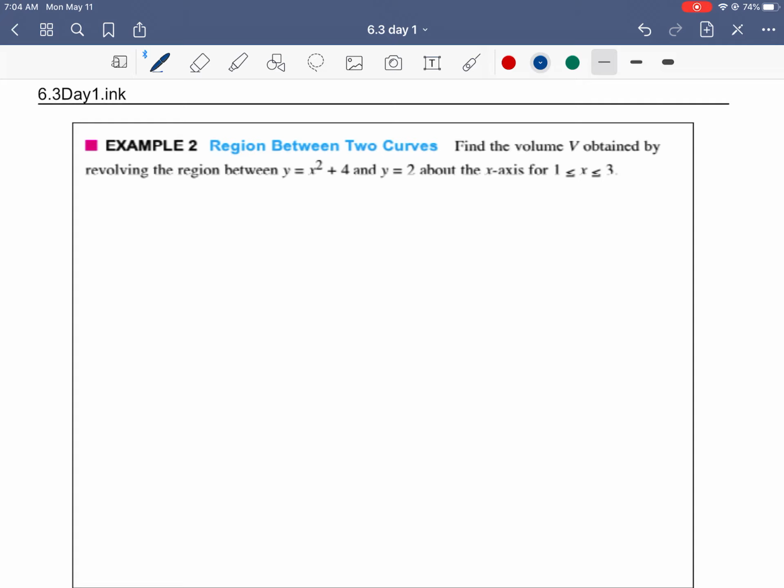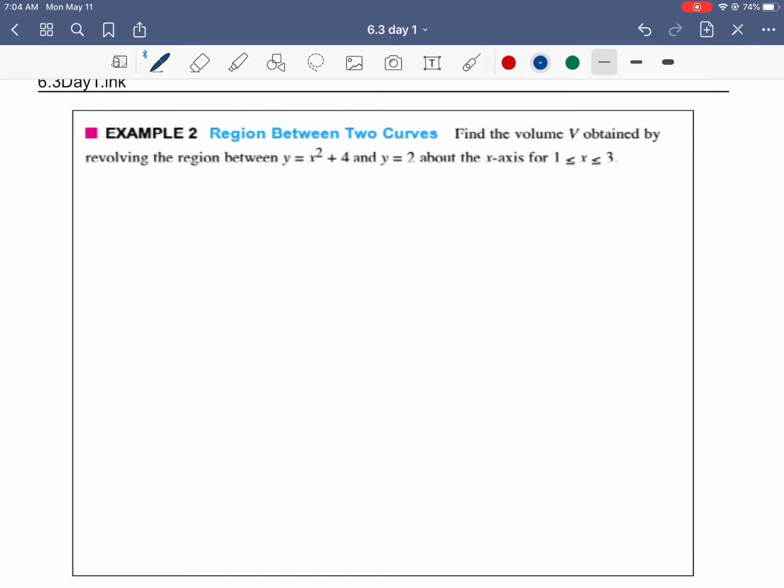So let's take a look at this. We have x squared plus 4 and y equals 2 from 1 to 3. And we're still rotating it about the x-axis. So go to your graphing calculator if you need to, or get a rough sketch. X squared plus 4 is our parabola shifted up 4 units on the y-axis.